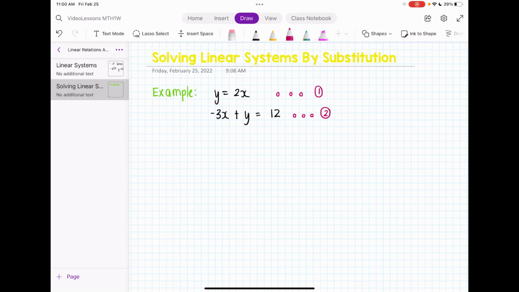Mind you, in an assessment, I will tell you whether you have to solve by graphing or not. So if it says solve by graphing, you have to graph. Okay, so just make sure that you understand that.